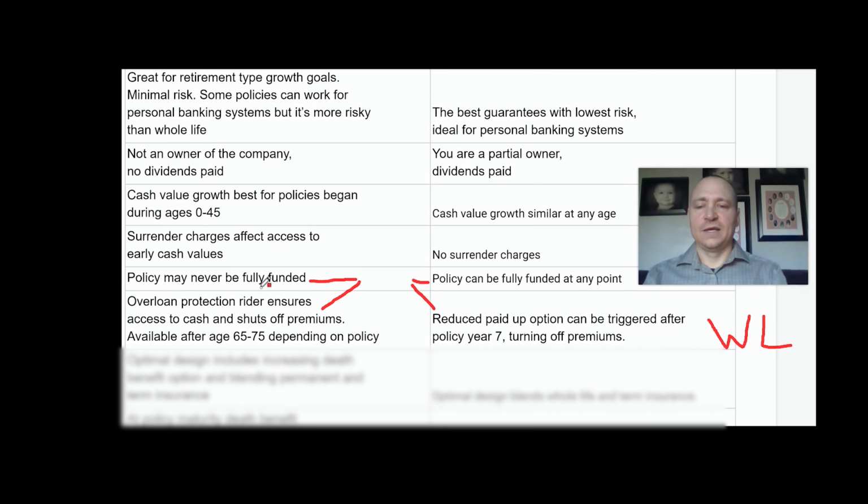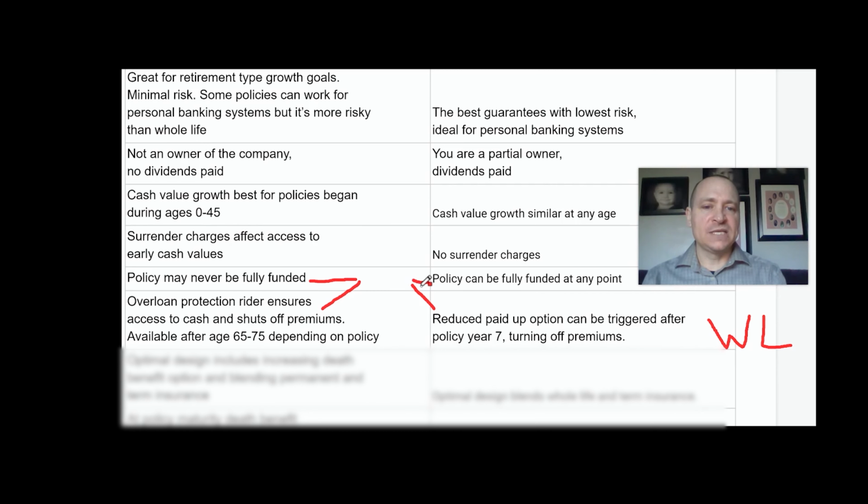With an index universal life, your policy may never be fully funded unless you have an overloan protection rider. The overloan protection rider ensures access to cash and it shuts off the premiums that are due. It's typically available after age 65 or 75, depending on the policy that you get. Different carriers have different rules for their overloan protection rider, but it is essentially the same as what's available in a whole life policy, which is called a reduced paid up option. The overloan protection rider is similar to the reduced paid up option in a whole life.